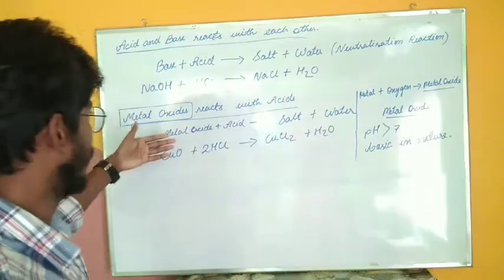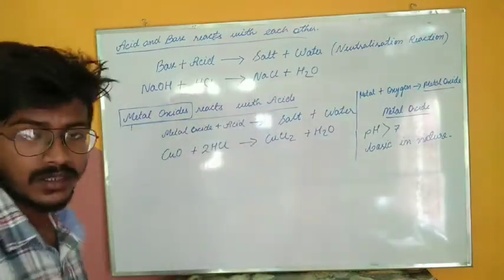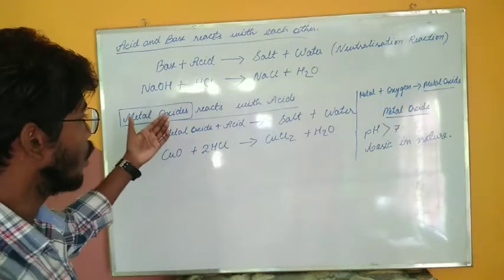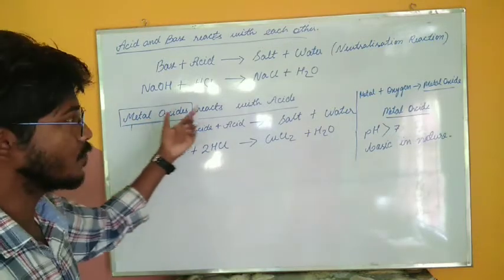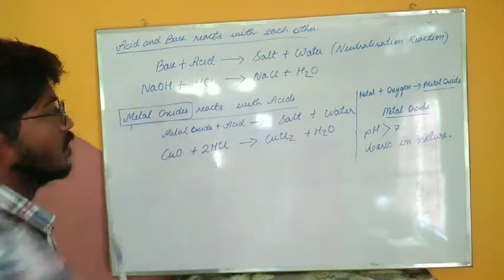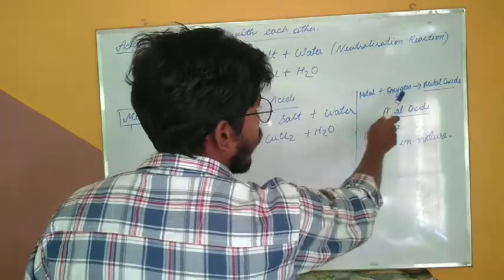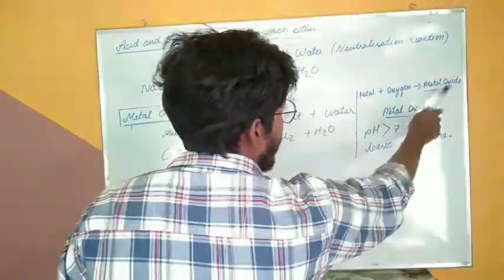So to the next we'll go. When metal oxides react with acids, we'll understand what is formed. So what is exactly a metal oxide? A metal oxide is formed by a reaction between a metal and oxygen.